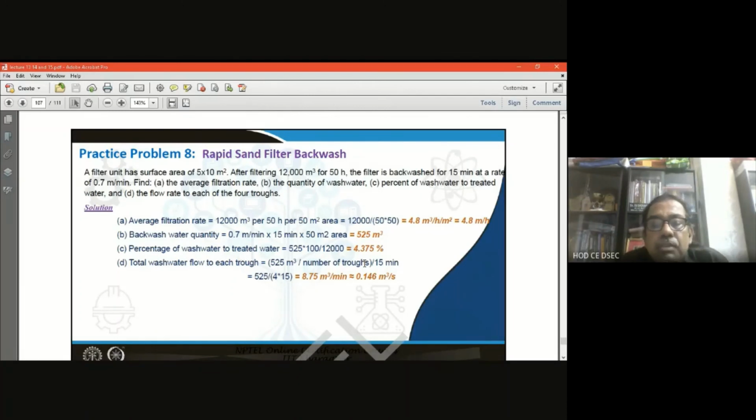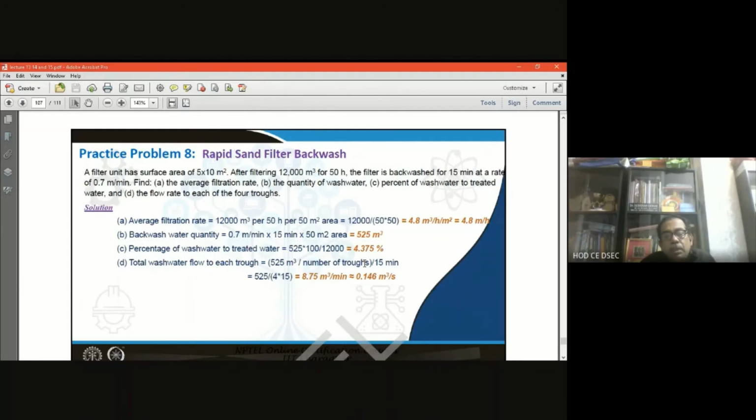So what will be the backwash water quantity in meter cube? Now 0.7 meter per minute into 15 minutes into total area 50 meter square, that is 525 meter cube. This is the backwash water quantity which is required for washing purpose. That is the second answer I have found out. The third answer which is asked for is the percent of wash water to treated water.